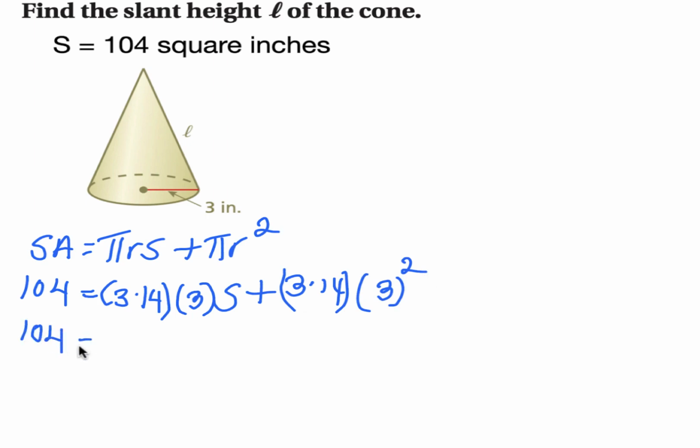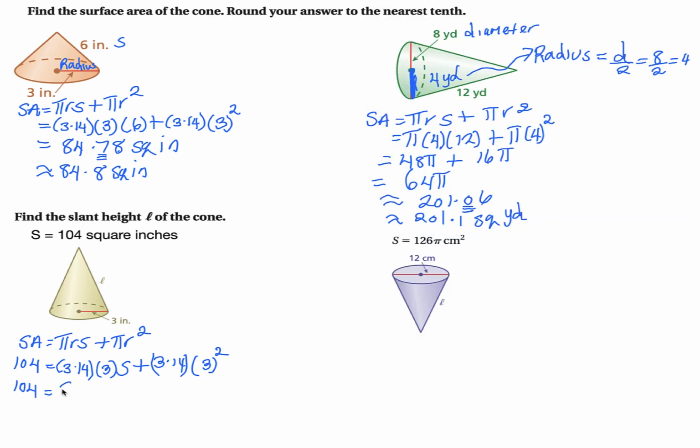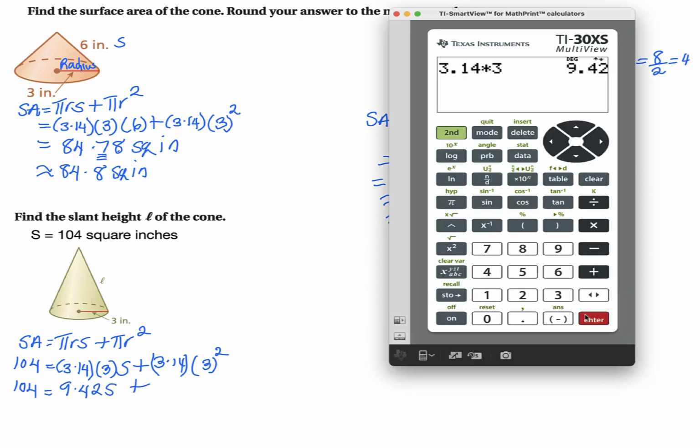104 equals, we're going to need our calculator. So I'm going to take 3.14 and times it by 3. That gives me 9.42. And don't forget your S, plus 3.14 times 3 squared, 28.26.